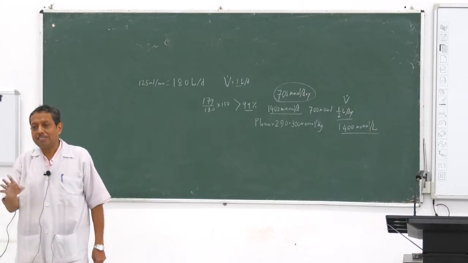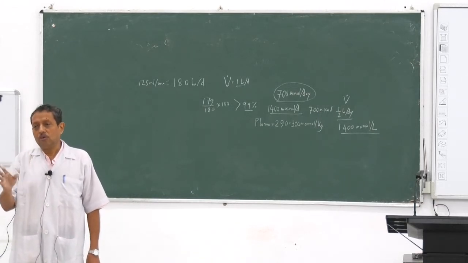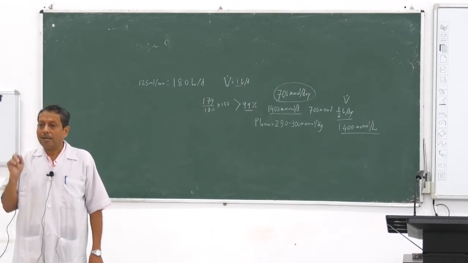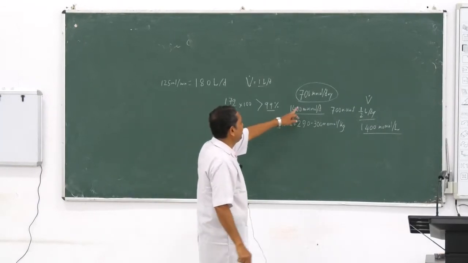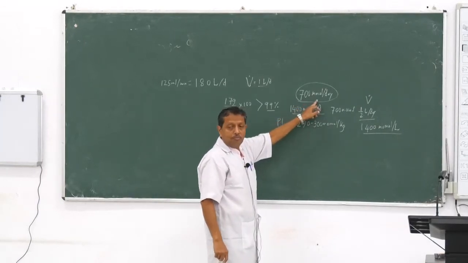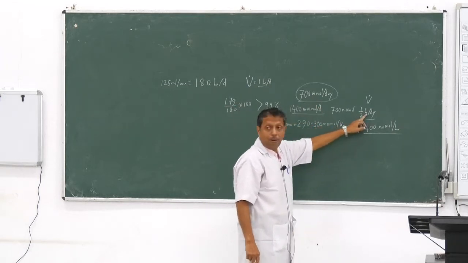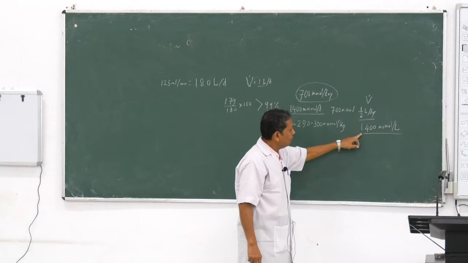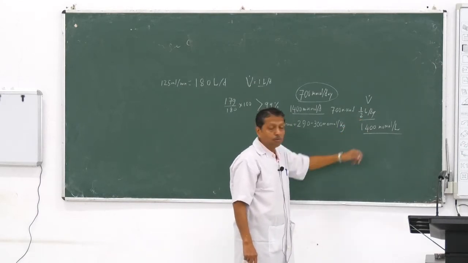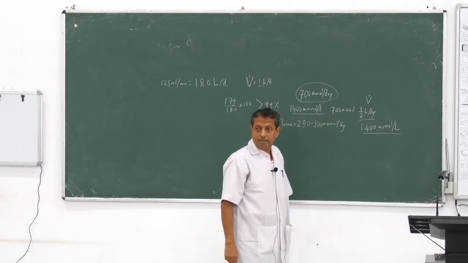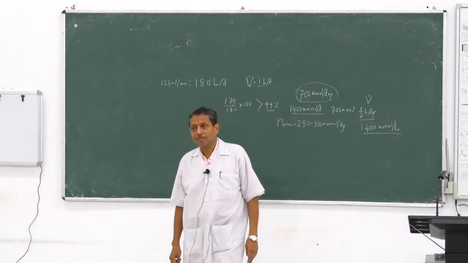Our maximum capacity is to eliminate 1400 milliosmol per liter, and we have to remain in health. We have to eliminate this millimole or milliosmol per day. So if you can concentrate the urine to half liter per day at this value, then you can eliminate this. Half multiplied by 1400 is equal to 700, or we can dilute it.